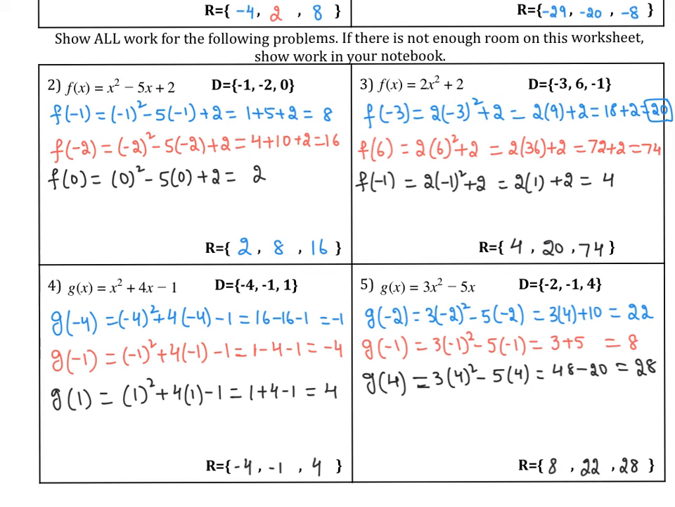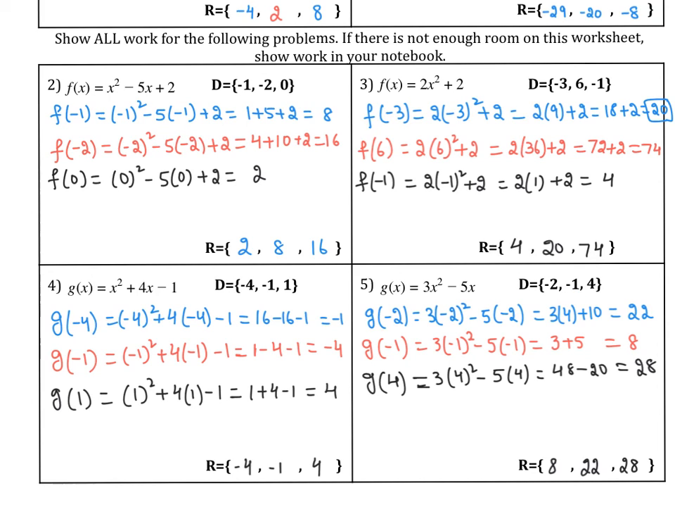So now number 5. The first x value is negative 2. You're going to plug it in for x here. And g of negative 2. You always read it as g of negative 2. 3 times negative 2 squared minus 5 times negative 2. So 3 times negative 2 squared means 3 times 4. 3 times 4 plus 10 equals 22.